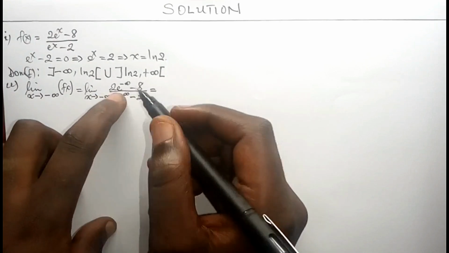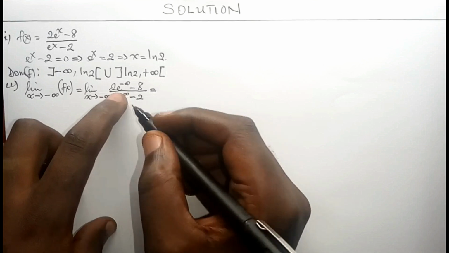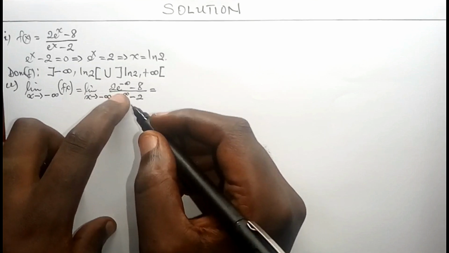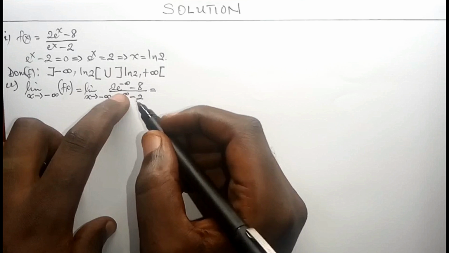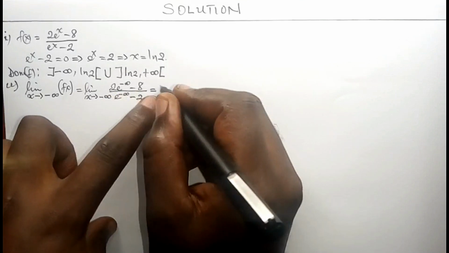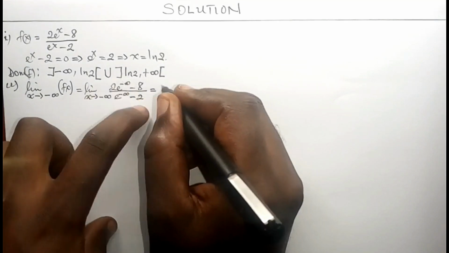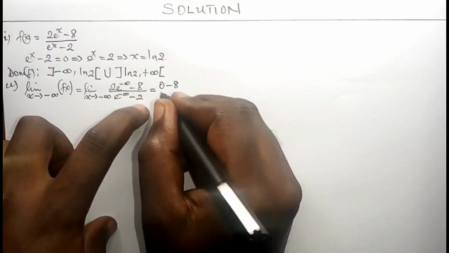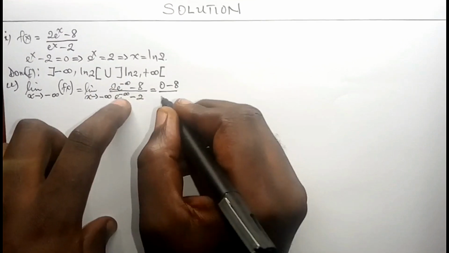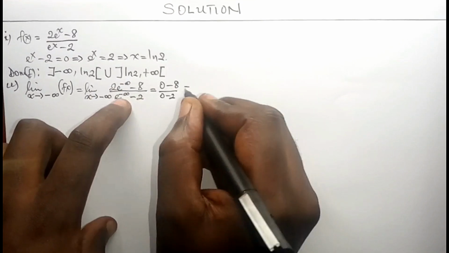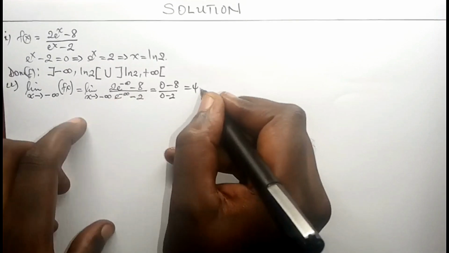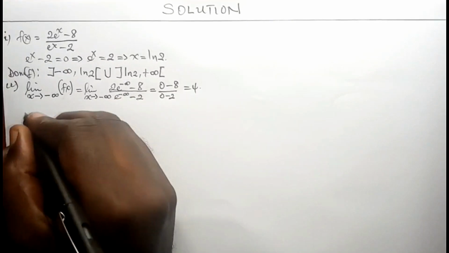So the limit as x tends to negative infinity of the function would be this expression simplified. E to the negative infinity is the same as 1 over e to the infinity. E to the infinity is a very large number, so 1 over a very large number gives 0. So this first term should be 0 minus 8 over the same thing here, 0 minus 2, and that gives us 4 as the answer to that limit.